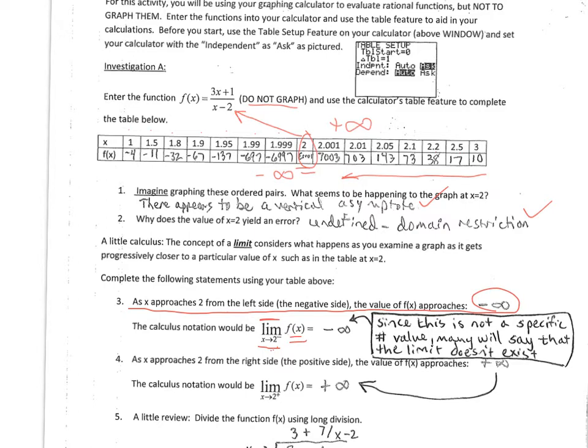Y, f of x, y is going towards negative infinity. Okay. Similarly, as we go from the right, as x approaches 2 from the positive side, y is going towards positive infinity. Okay. So all of the words that we see here are equivalent to that statement mathematically.